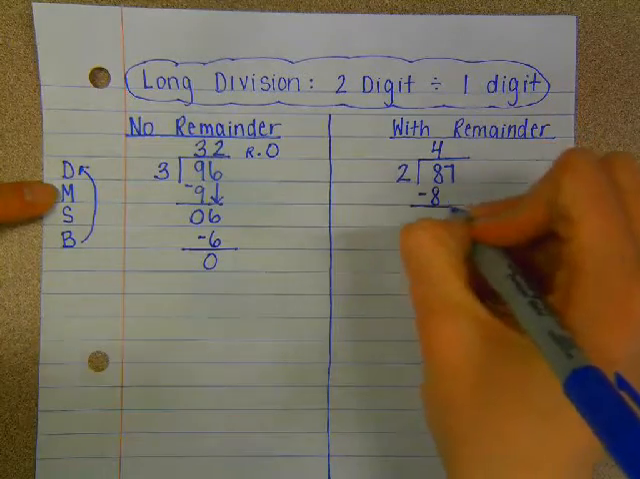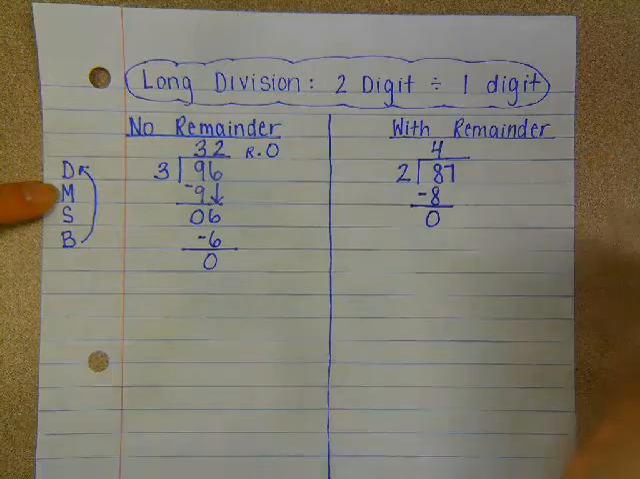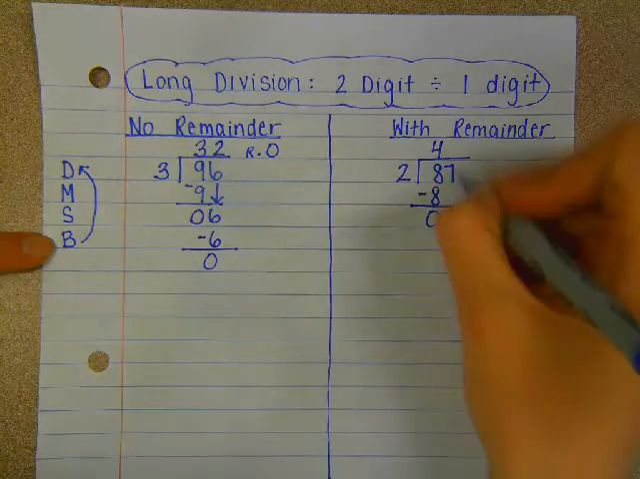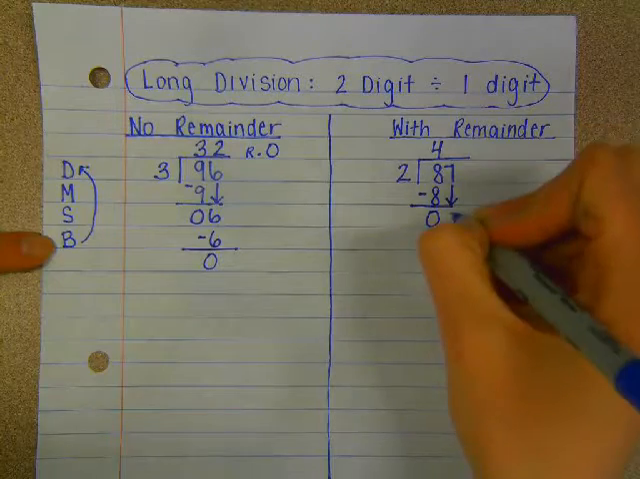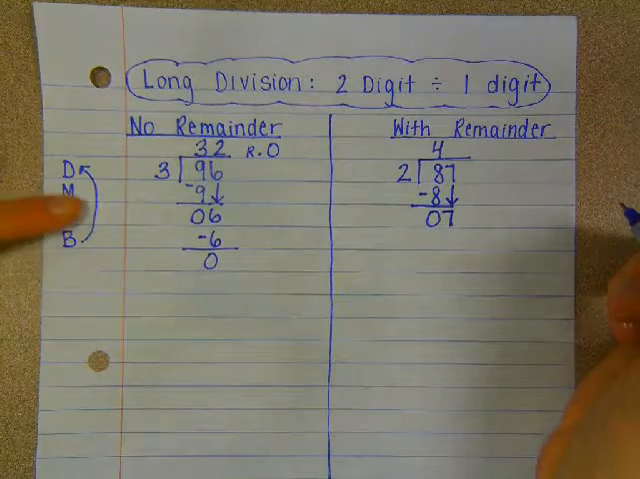Because I know when I multiply, which is my next step, 2 times 4 equals 8. Then I need to subtract. 8 minus 8 equals 0. I'm down at the bottom step, bring it down. I need to carry this 7 down. And now I am back to repeating the steps.